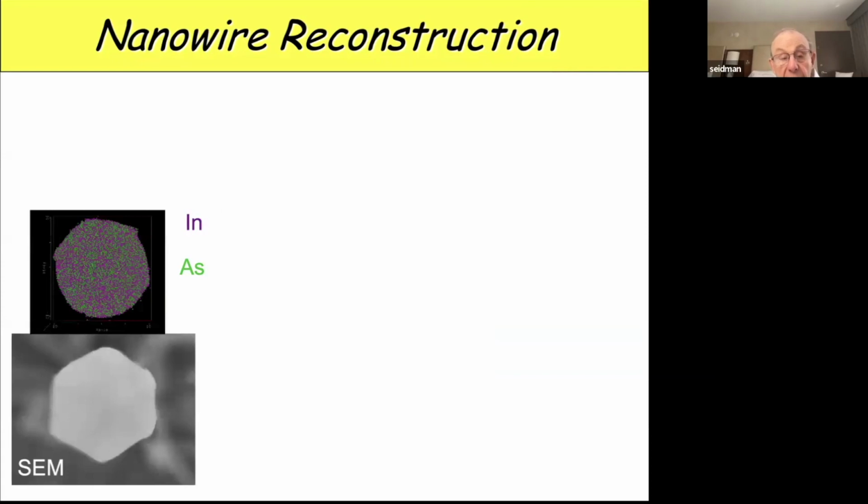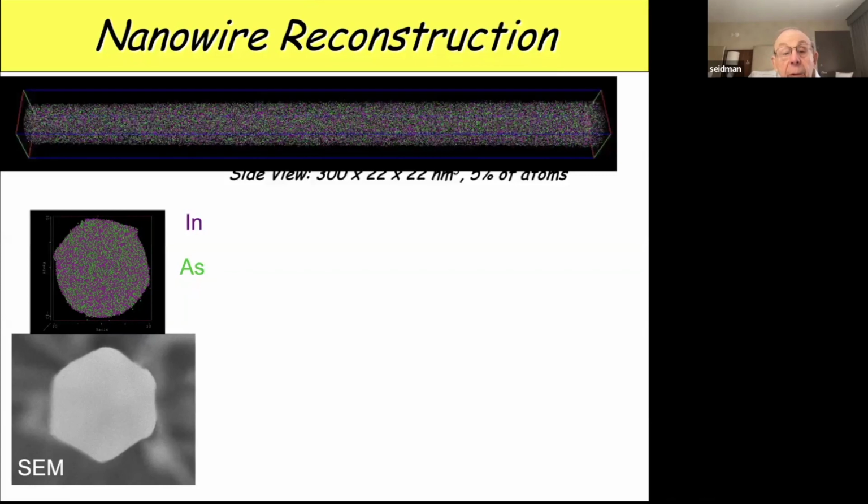And here's an SEM picture, and you see the wire is actually faceted, and it's a hexagonal shaped wire, it turns out, because those are facets that you're looking at, and you see these hexagons. And now here's a side view of this nanowire, and this is about 300 nanometers long, and the cross section's about 22 nanometers by 22 nanometers.